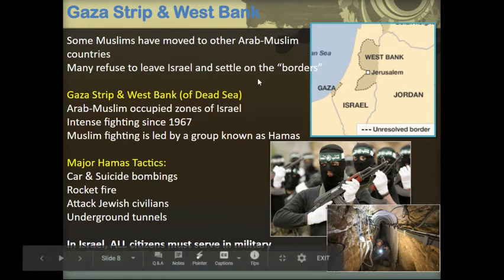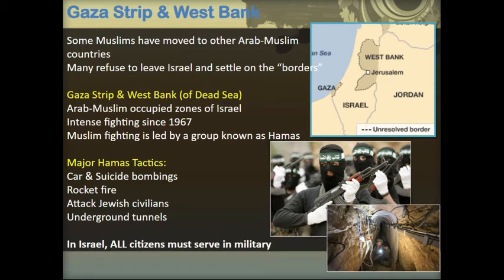The West Bank, there is violence in the West Bank. There is friction between the Palestinian Authority and the Israelis, but for the most part, they try to live harmoniously, and the Palestinian Authority wants to be recognized as a legitimate state at some point.